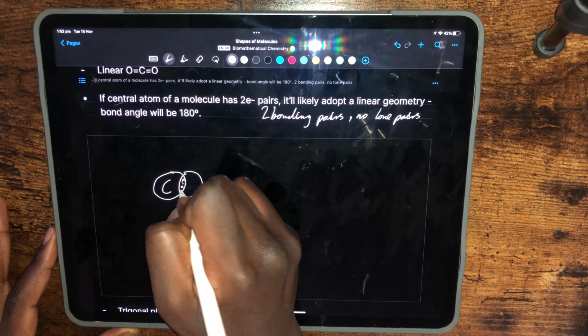But I'm talking about how many times the central atom is bonding to another atom. Alright, so this is described as having a linear geometry, and the bond angle between the bonding pairs is 180 degrees.